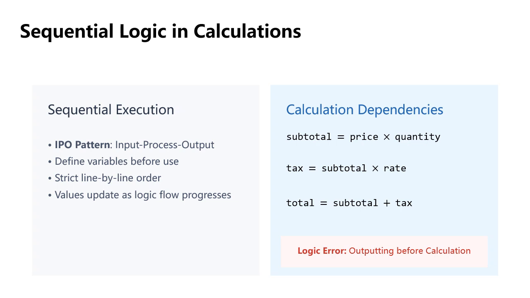A very common logic error for beginners is trying to output or print a result before the calculation has actually occurred. The computer doesn't know what you intend to calculate later. It only knows what has happened on the lines it has already executed.